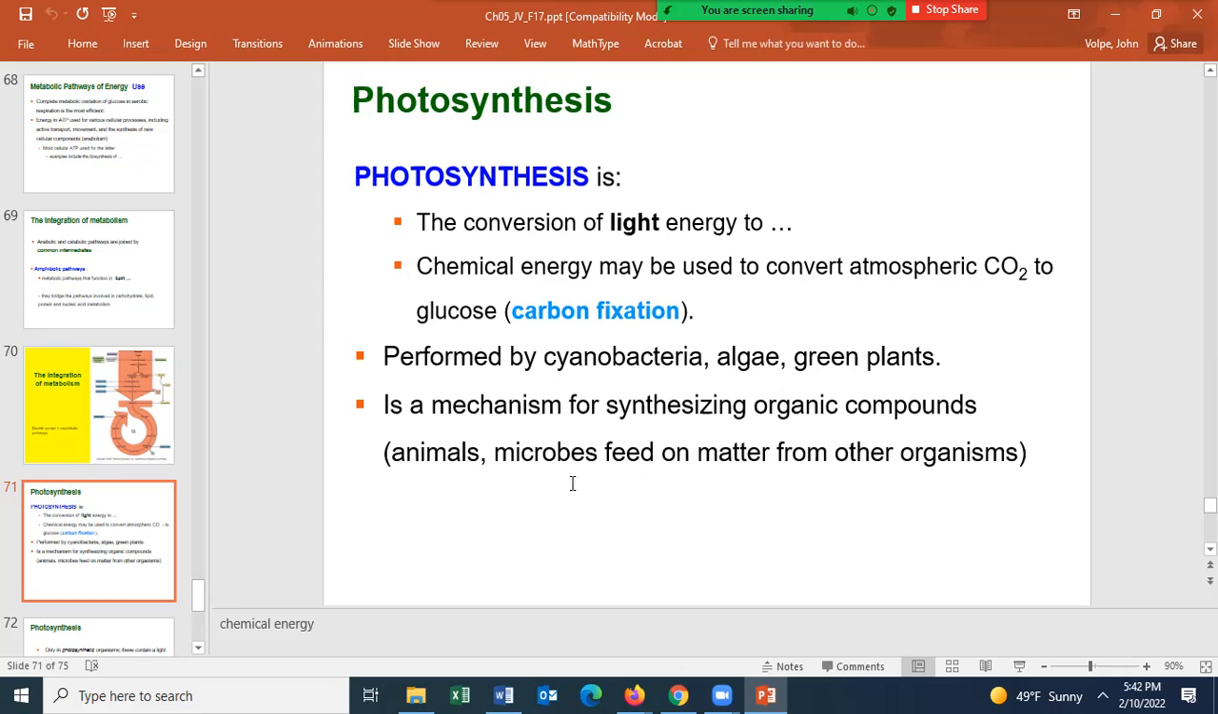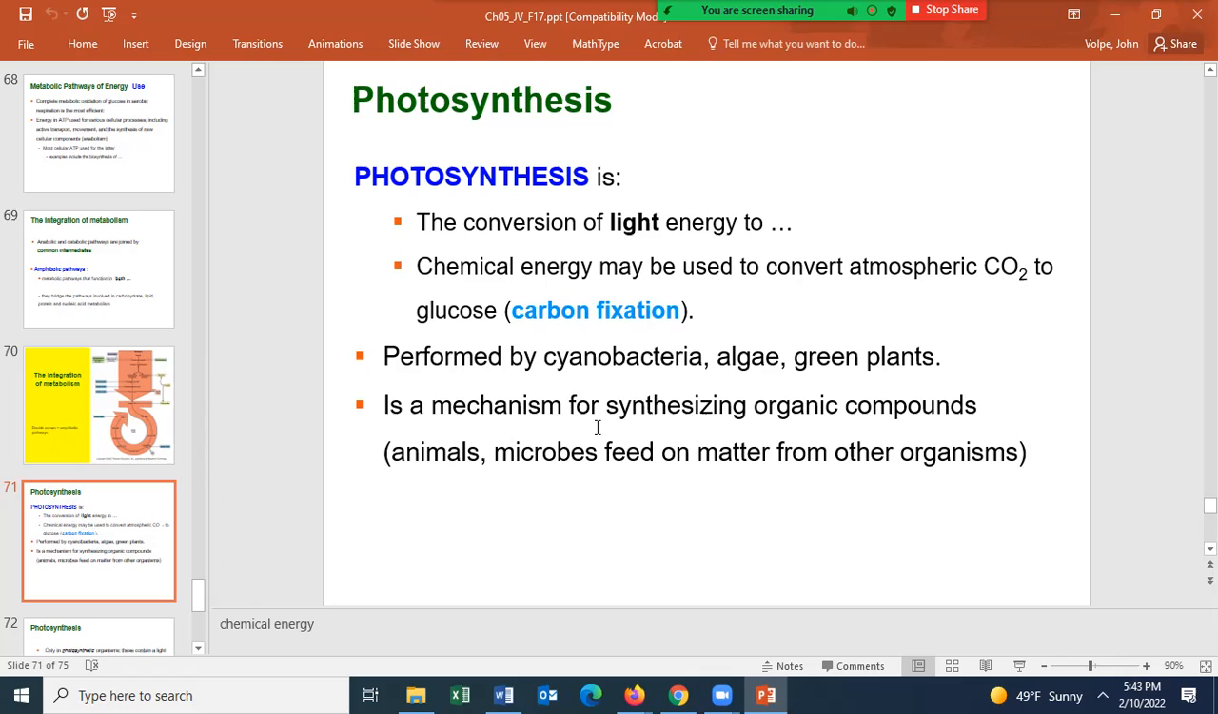All animals and microbes that feed on the photosynthetic organisms need the photosynthetic organisms to make glucose. Without it, we could not survive. Even if you were to eat the cow, the cow has to eat the grass. And so someplace along the line, we need the photosynthetic organisms to make the food that we eat. Like I said, even if you eat the cow, the cow has to eat the grass.